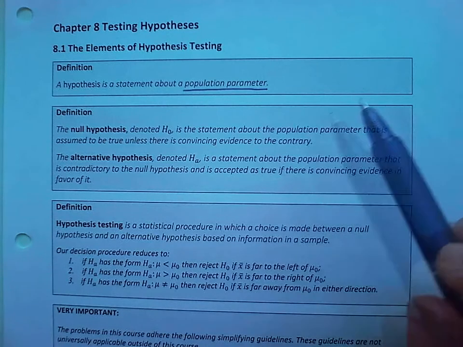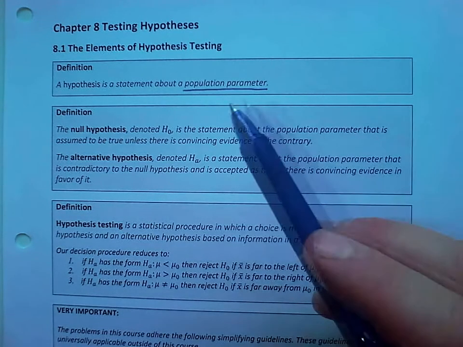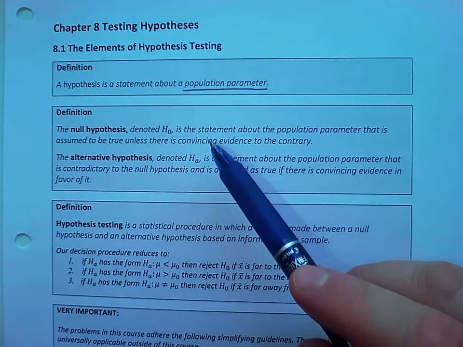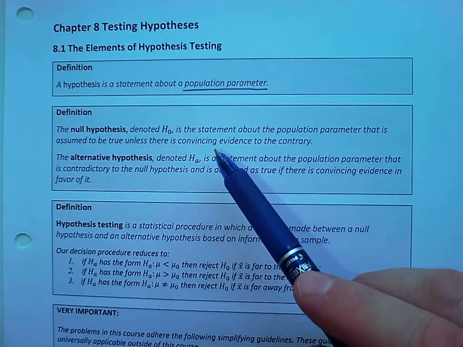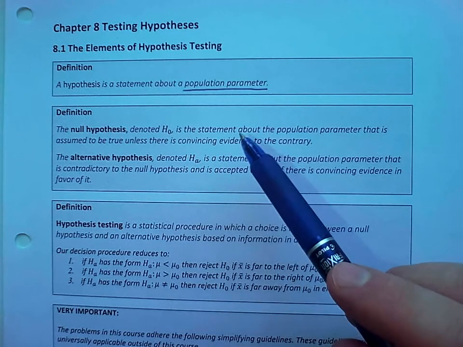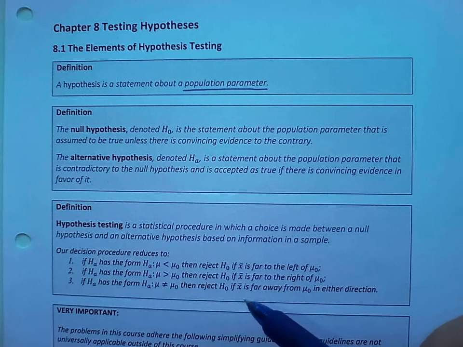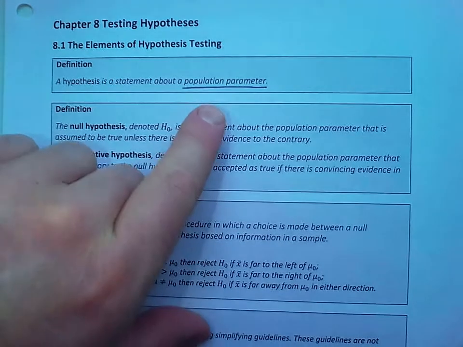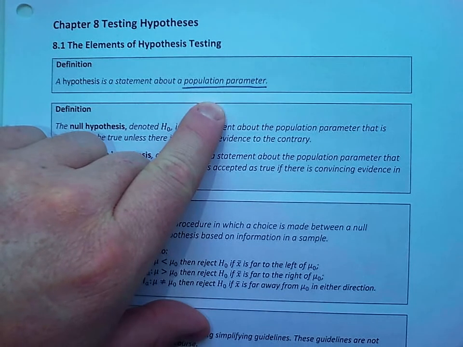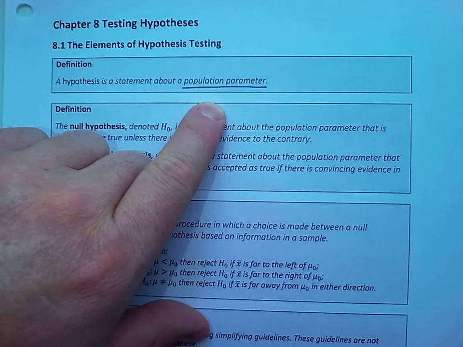The way that we use it here in statistics is actually very similar to the way that you probably use it in everyday English. A hypothesis in everyday English is just simply something that you believe to be true. It's something that you're guessing is accurate. Well, in statistics, what we're going to first do is make sure that the statement that we're making is about some characteristic about the population.